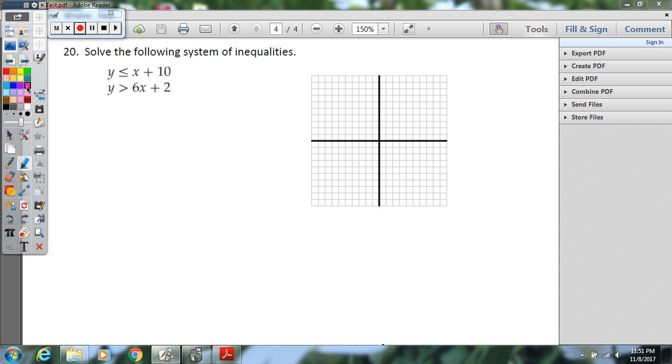Okay, guys, this number 20 says solve the following system of inequalities. Guys, the way you solve these is to graph them. There is no other way. The picture is the answer.